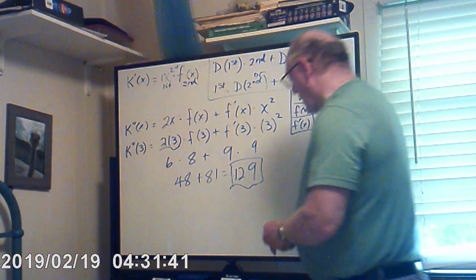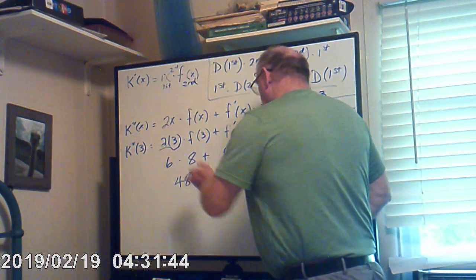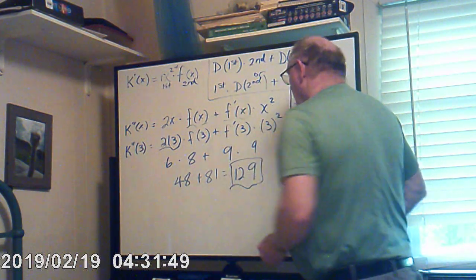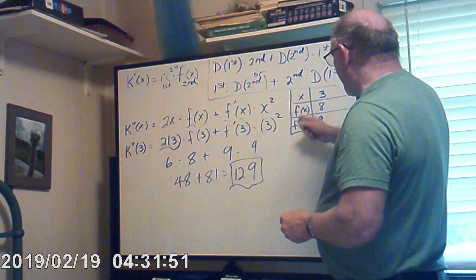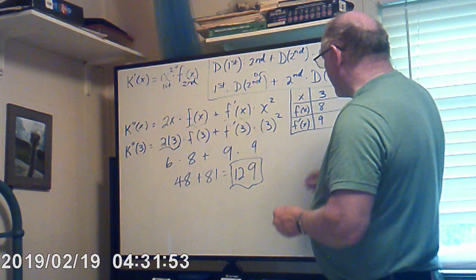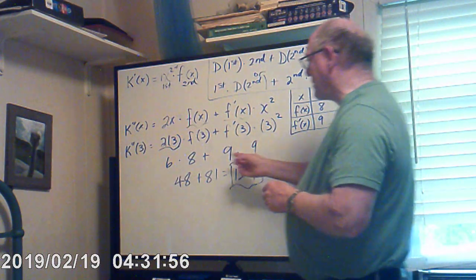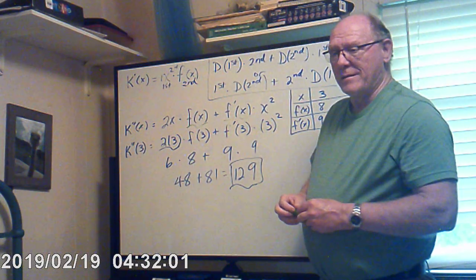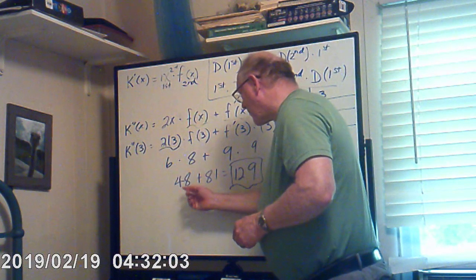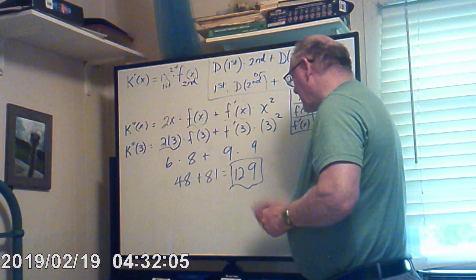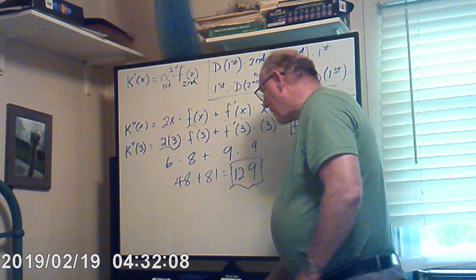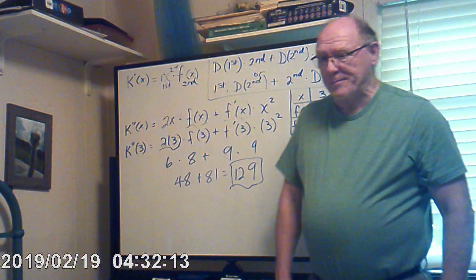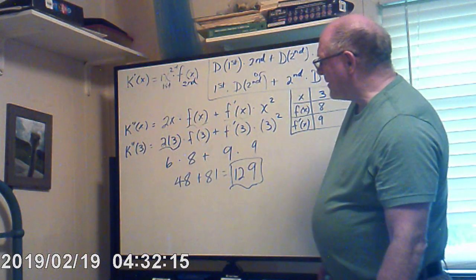Then right here and here, you need to look at the table and see what it says. F at 3 is 8, f prime at 3 is 9. Make sure you put them in the correct places. Don't put 9 here and 8 here. So 6 times 8 is 48, 9 times 9 is 81. This is just plain arithmetic. 48 plus 81 is 129. And there it is.